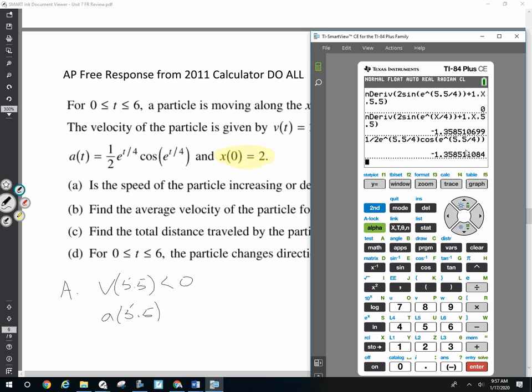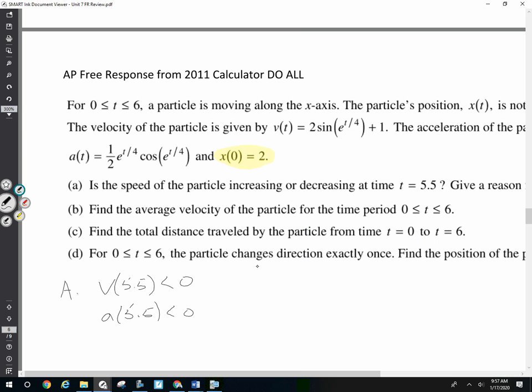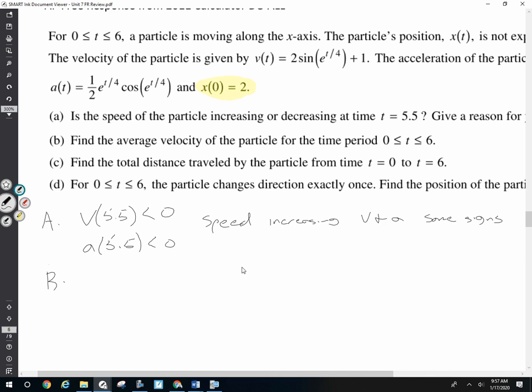See? Look at that. Why is this different than this? Because this one approximates, your calculator approximates. All I know is that the acceleration is negative. That's all I care about. Since velocity and acceleration are in the same direction, the speed is increasing. V and A have the same signs. Part B, and that's your justification. That's all you need. V and A have the same signs.